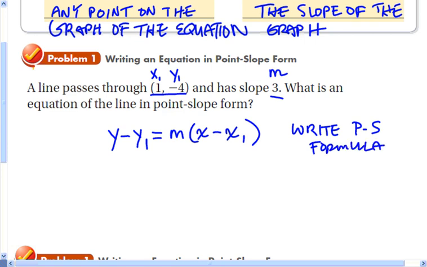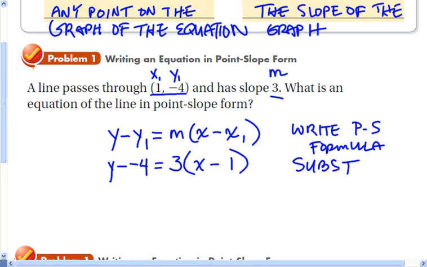So we're going to start by writing the point-slope formula. And then we are going to substitute values in, and we're going to substitute for y sub 1, negative 4. So we get y minus negative 4 is equal to, for m we're going to substitute 3. For x sub 1 we're going to substitute 1. And then we're just going to simplify. Y minus negative 4 is the same as y plus 4. And this side we're going to leave the same. And that is written in point-slope form.